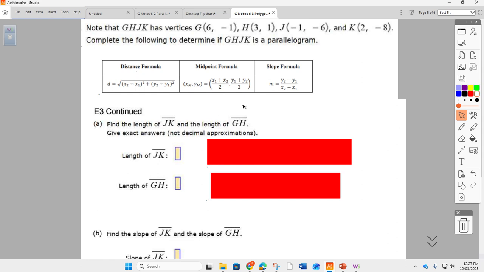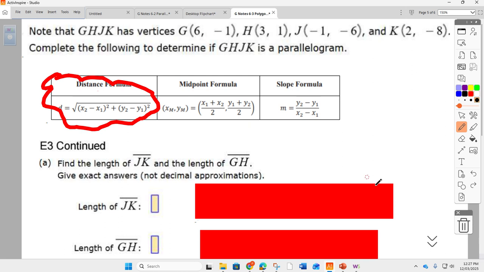So the first thing we're going to do is I'm going to have you guys write the distance formula on your notes. I've already typed it on mine, but write this on yours because we're going to use it first. The first thing it asks us to do is to find the length of JK and the length of GH. Let me make it bigger. It asks us to find the length of one pair of opposite sides. So JK and GH, if you look at the diagram, they're opposite sides.